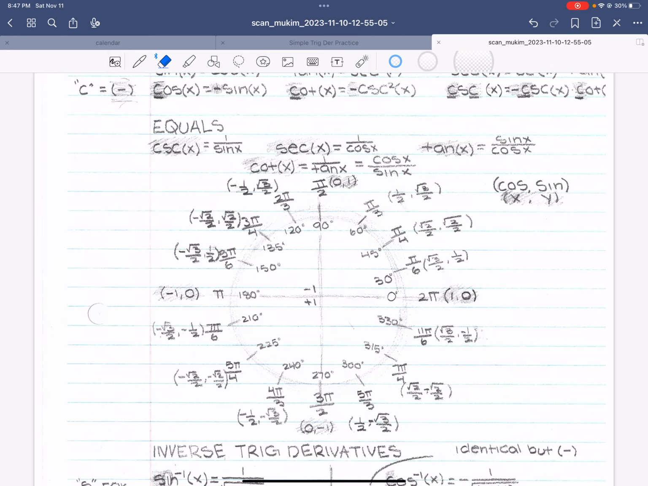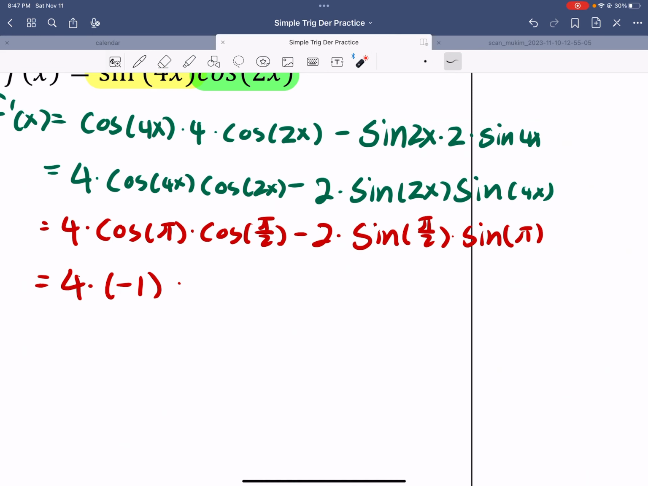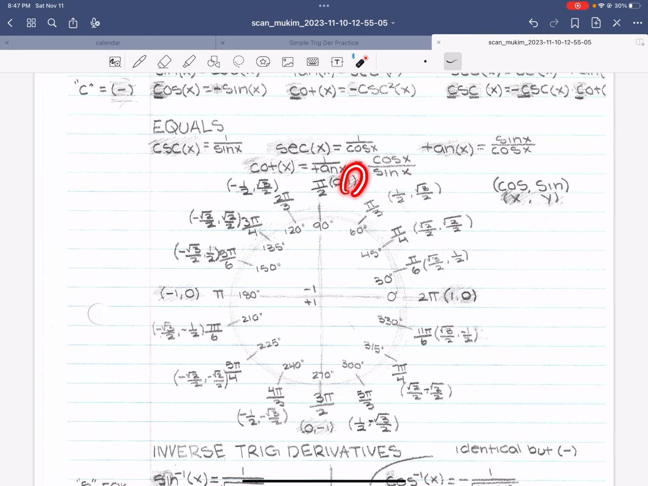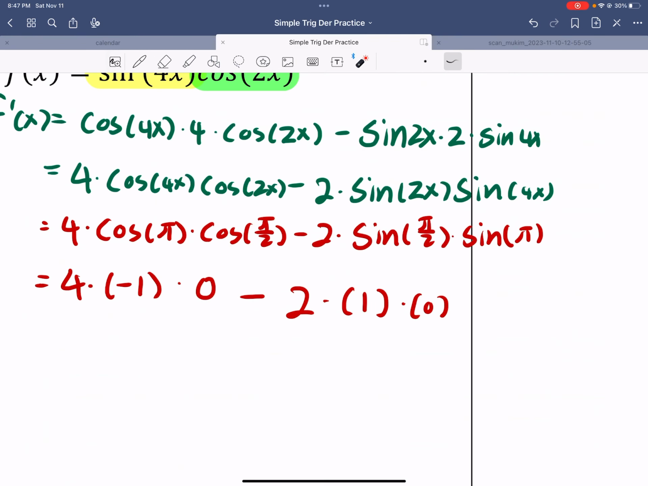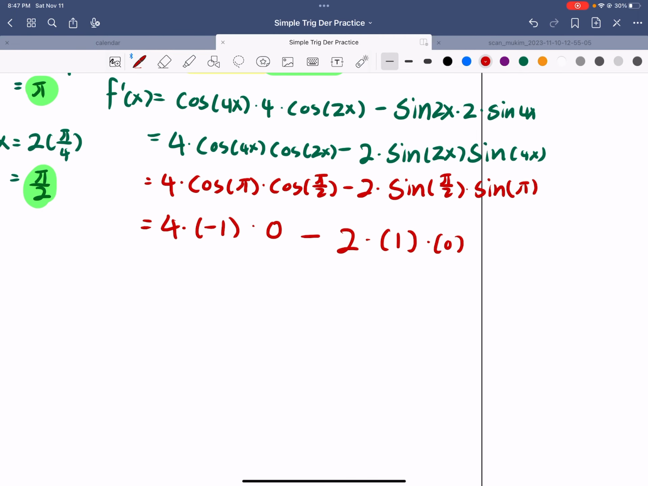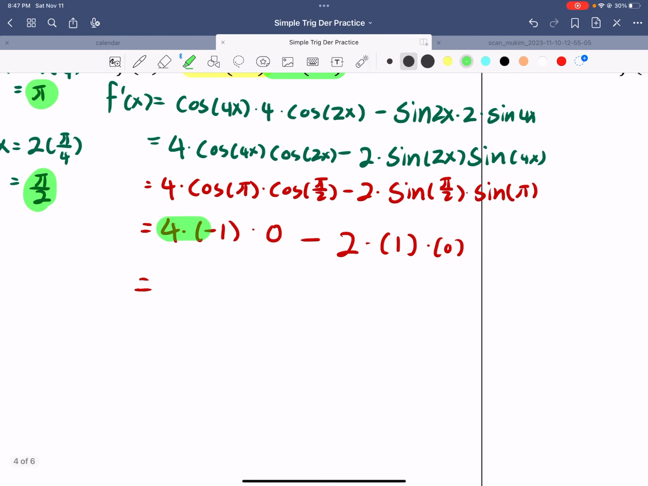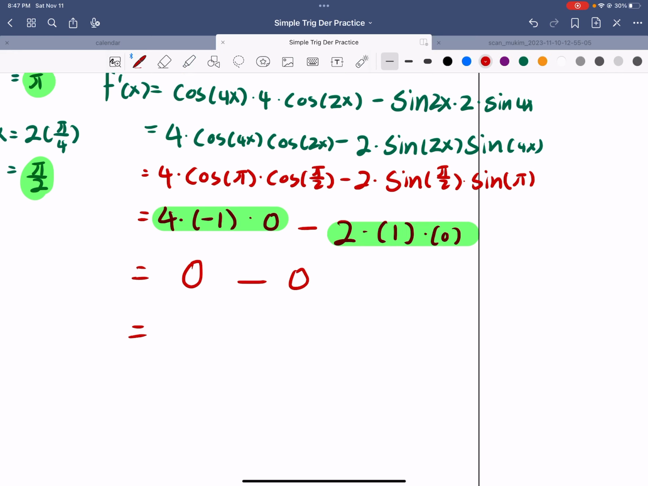Cosine pi over 2, it's gonna be 0 because look at this. Cosine pi over 2 is, do you see it's a 0? So this one is gonna be equal to 0 minus 2 times sine pi over 2, which is positive 1, and sine pi is gonna be 0. Whoa, this is cool. So as you can see, this whole thing is equal to 0 minus 0, so that's gonna be 0.